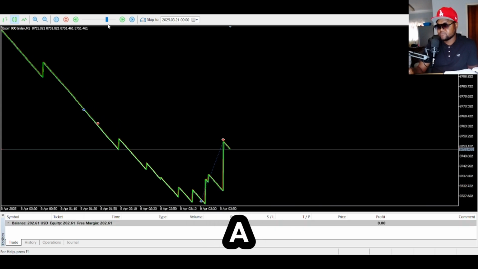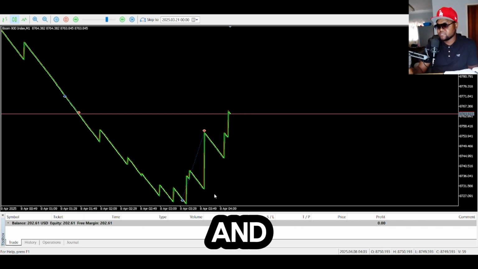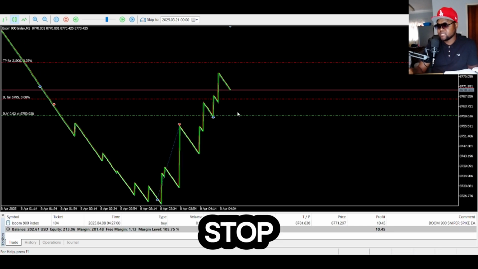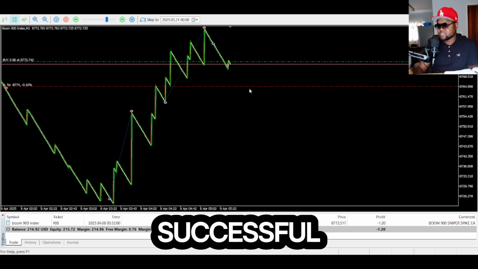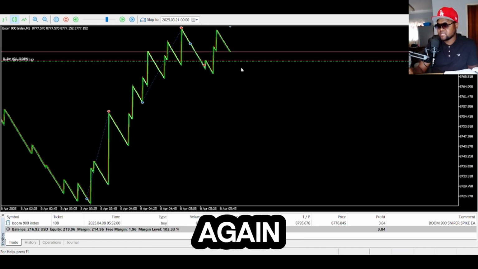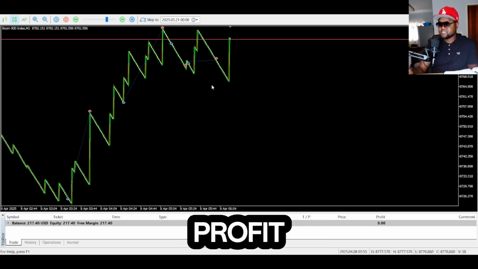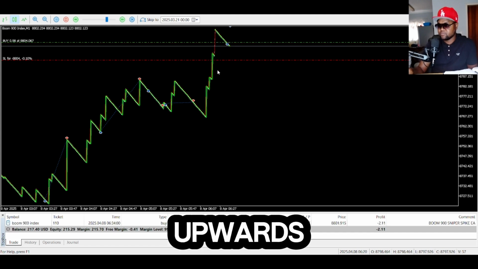You see, it picked up a trade, closed in profit, and you can see that there's also a trailing stop. The stop loss is moving as the price is moving upwards. Here again, it was a successful trade. It ended again. It's protecting the profit as the price moves upwards, which is very good.